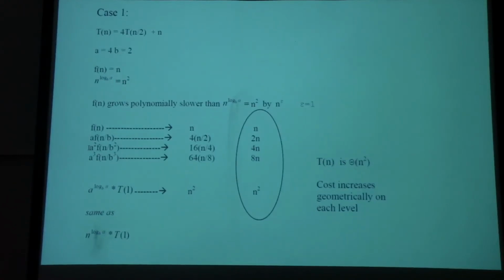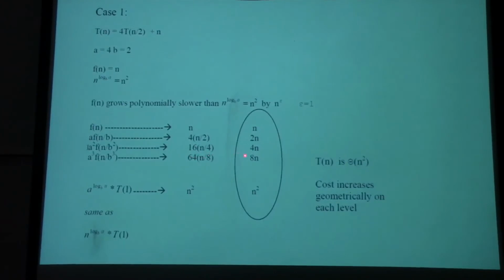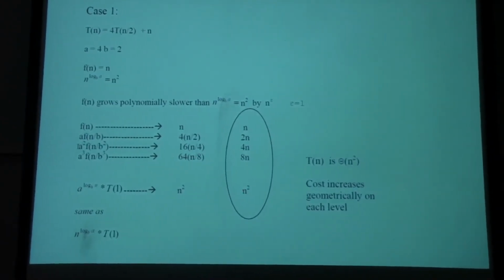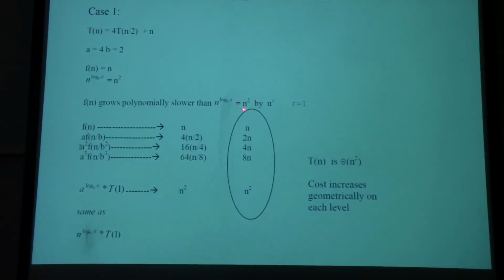So f of n is growing polynomially slower than this one, for epsilon equal to 1. And you can see what's going on here: f of n is going to equal n. Then it's going to be 4 times n over 2, which is 2n. Then it's going to be 16 times n over 4, which is 4n. Then it's going to be 64 times n over 8, which is 8n. And eventually it's going to go to n squared. You can see that n squared is actually the number of leaves.